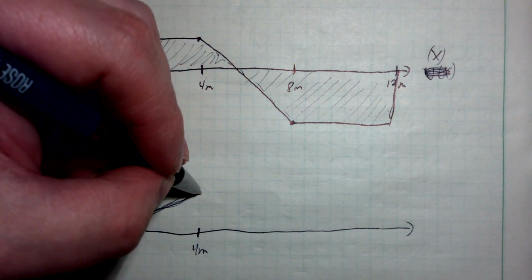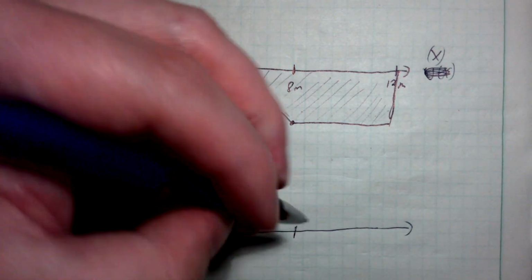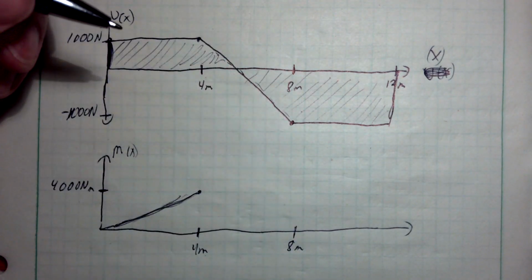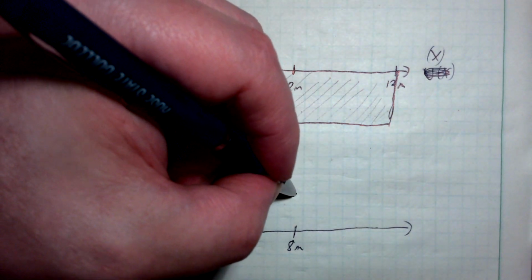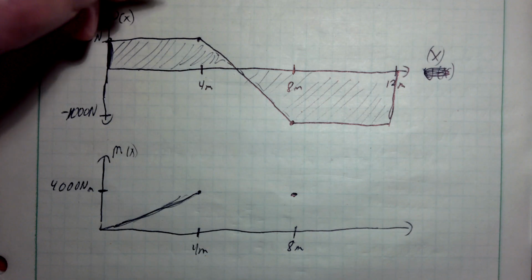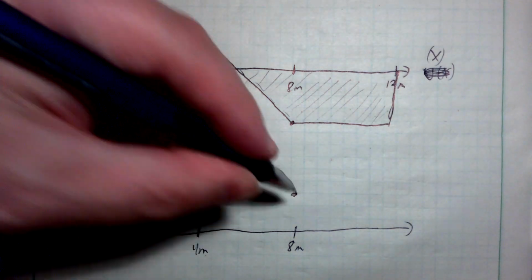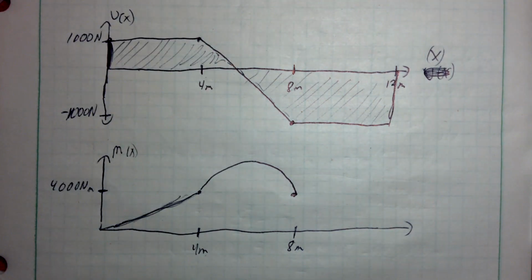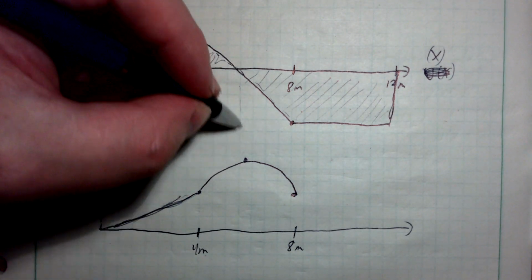And then I've got a concave down expression that has an endpoint over here, also a positive 4,000 Newton meters at x is equal to 8. So I just need a concave down shape there. You can plot some additional points. In fact, we need to find this point, which is going to line up right there.